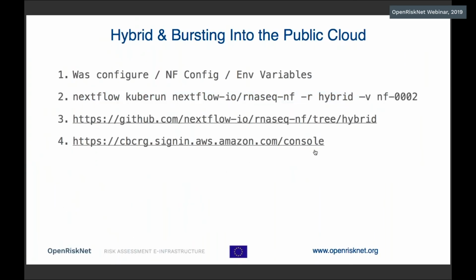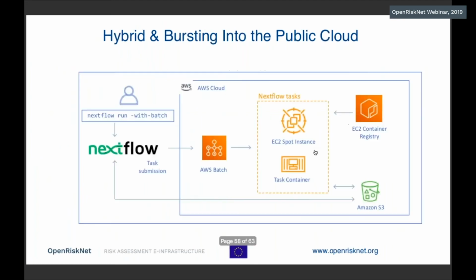That is sort of showing you how we can do this hybrid and bursting with OpenRiskNet. And this is just a summary again of what was going on before. For the tasks that we're using Batch, we were transferring the data to the S3 bucket. Batch was creating a spot instance for us. We saw that the whole job itself is a container, which is taken from the ECR, from the registry. And then on completion of the job, it comes back through the S3 bucket to Nextflow. And the user can now just treat the cloud as if it was just like a batch scheduler that they were using locally.